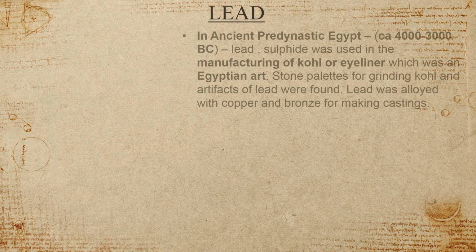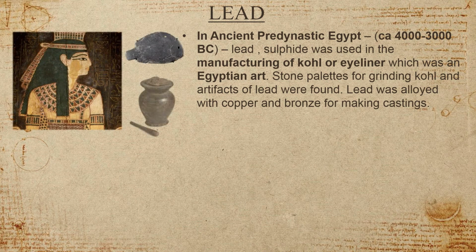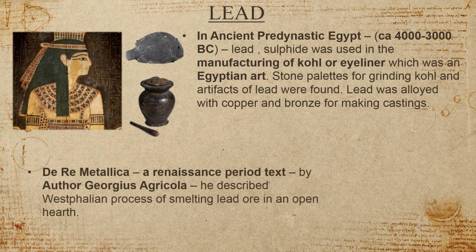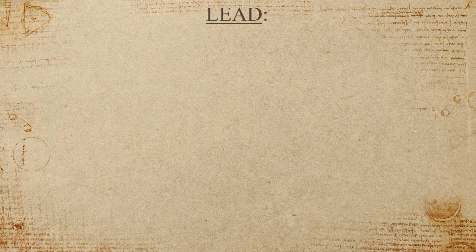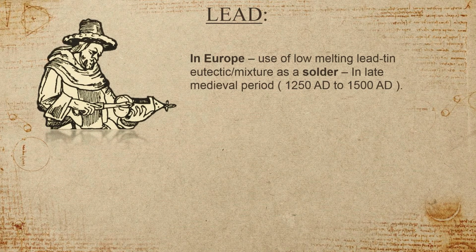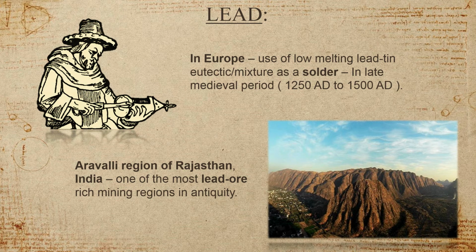In pre-dynastic Egypt, lead sulfide was used in manufacturing of kohl or eyeliner, which was an Egyptian art. Stone palettes for grinding kohl and artifacts of lead were found. Lead was alloyed with copper and bronze for making castings. Aravalli regions of Rajasthan in India is one of the most lead ore rich mining regions in antiquity.